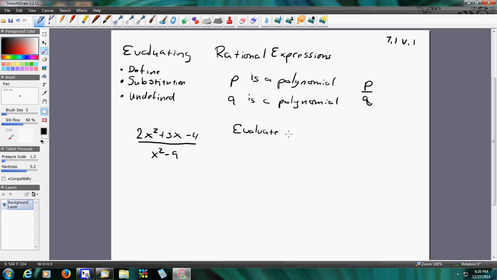So evaluate the expression if, and they can give you some value. And I'm going to say, let's say if x equals 2. What I always recommend doing is using parentheses. And so what I do is this. Wherever I see my variable that I'm going to be substituting in, I just put in parentheses. And the reason why I do that is because if it's something absolutely crazy, I might end up doing this on my calculator.